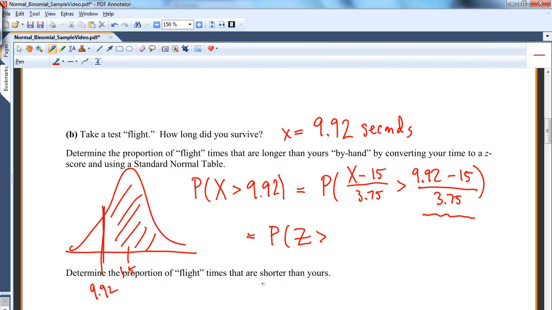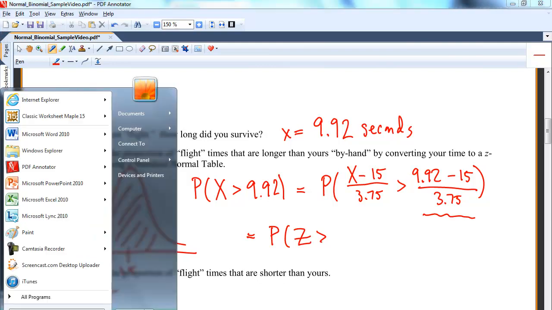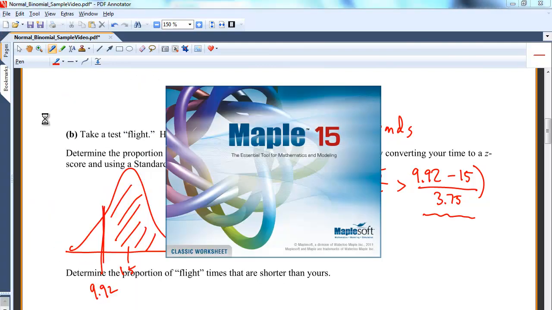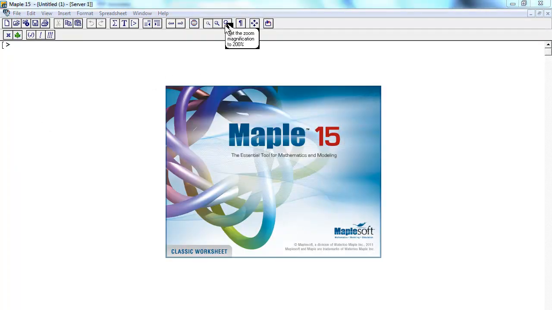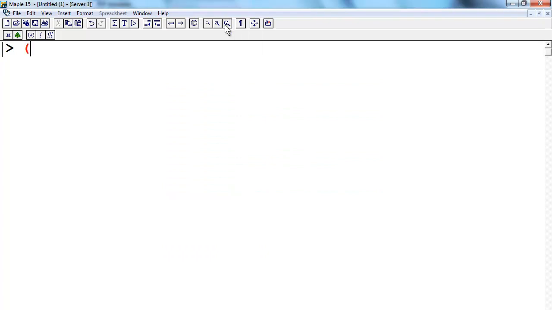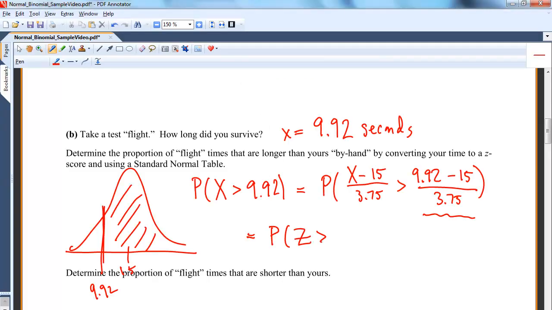Since I'm doing this on the fly, I have not calculated that, so I guess you're going to have to indulge me while I pull up Maple really fast just to do this calculation. 9.92 minus 15 divided by 3.75. This will be my z-score, negative 1.35. So let's write that in there. What's the probability z is bigger than negative 1.35? Well, by symmetry, that's the same as the probability that z is less than 1.35.